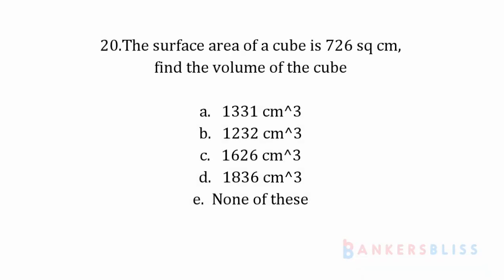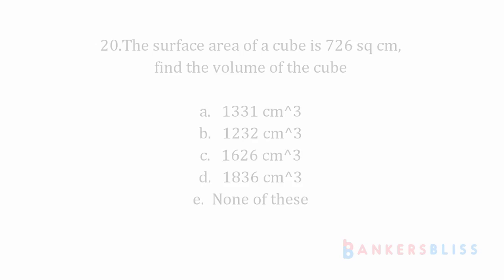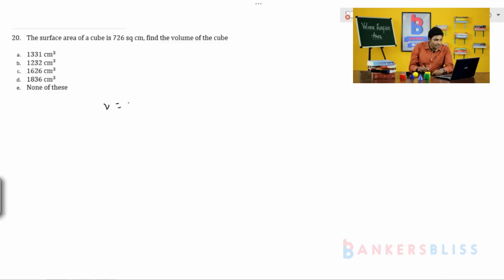The surface area of cube is 726 square centimeters. Find the volume of the cube. See here, volume means a cube. But do we know the value of a? No. But they have given the value of surface area. So surface area is nothing but 6a square. So this value they have given. So 6a square is equal to 726. Therefore a square is equal to 726 by 6.